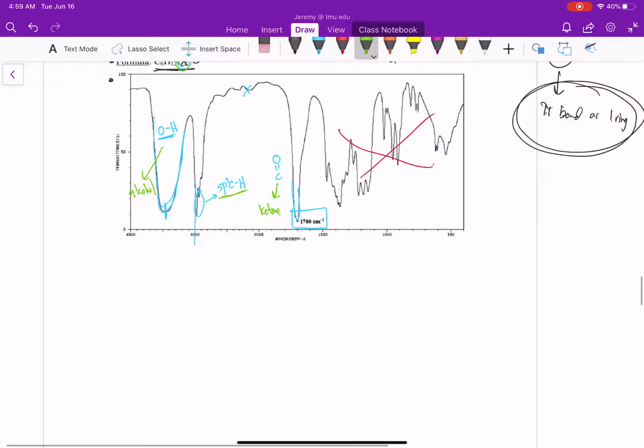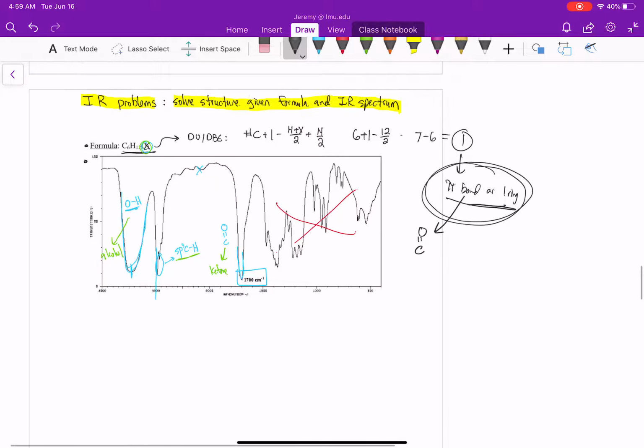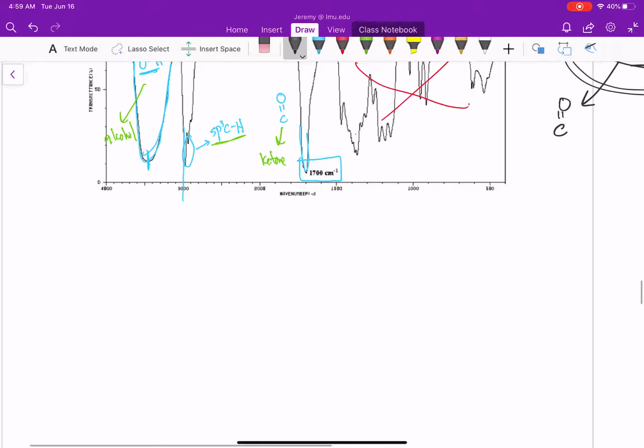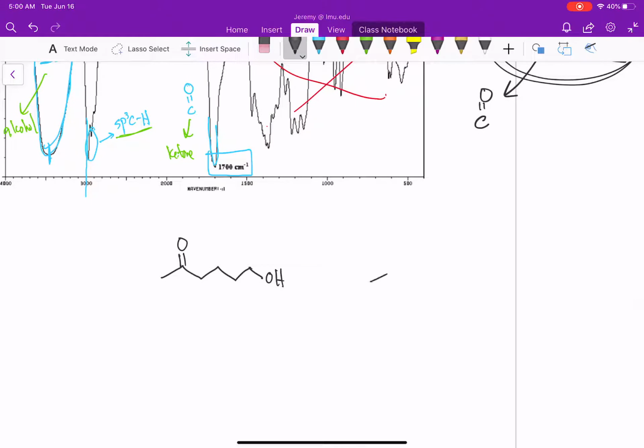So what are some possible structures that can fit here? Again, we have 1 pi bond or 1 ring, and we know our pi bond is the carbonyl. With 6 carbons, I can just draw 1, 2, 3, 4, 5, 6 carbons. We could put a ketone here and an alcohol there. That's a great structure that fits. What else could we do? We could have a ketone here, 1, 2, 3, 4, 5, 6, and an OH there.